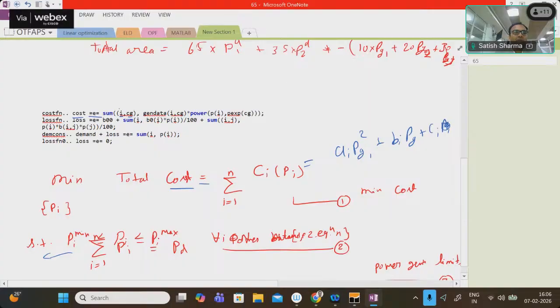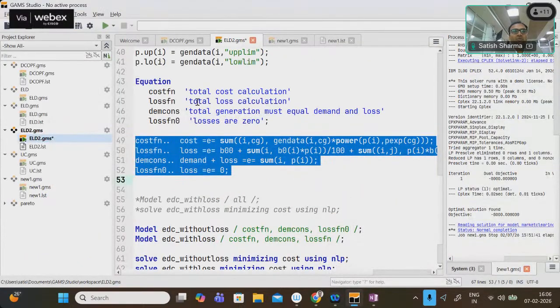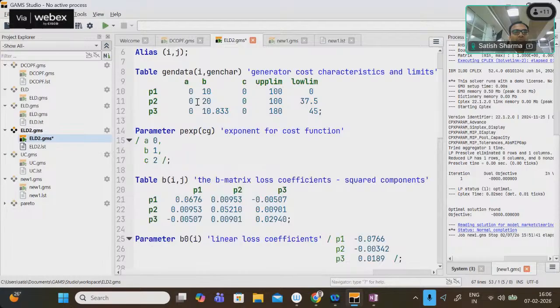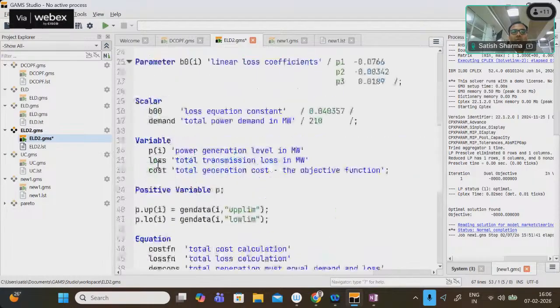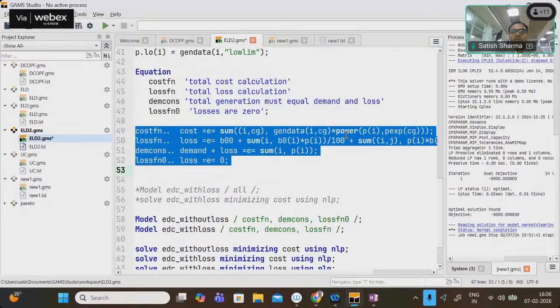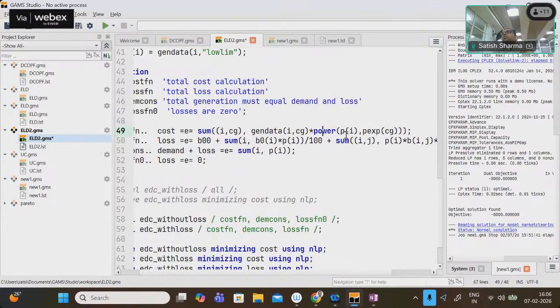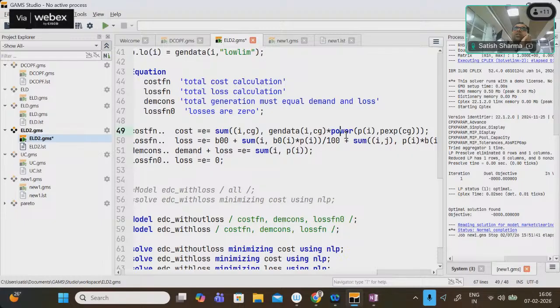It's basically summation over I, summation over G. Generator data. So whatever is our generator data, and power is our PI, and that I will come from the exponential terms which we have defined earlier, which was 0, 1, and 2. So you can see the exponential terms were defined 0, 1, and 2. So we are basically using this particular function. So this gives you the cost function. Okay. There is a question: how can emission constants be included in the economic load dispatch?